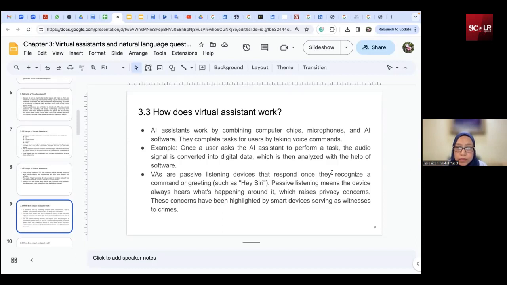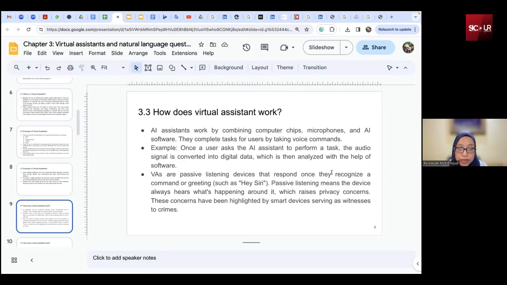Once a user tasks the AI assistant to perform a task, the signal is converted into digital data, which is then analyzed with the help of software. So you give the voice, and then the AI will capture and analyze it, convert it, and give you the output.